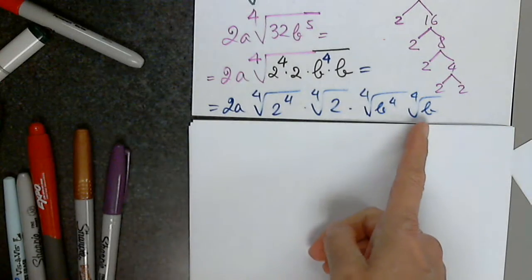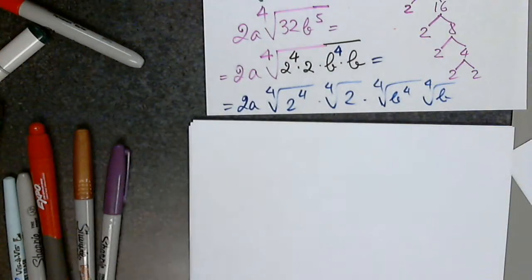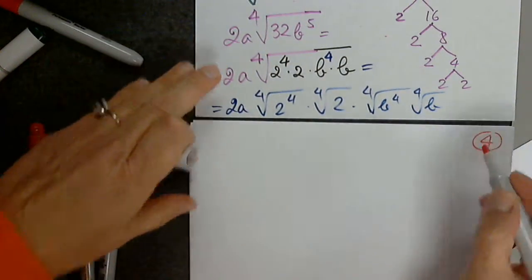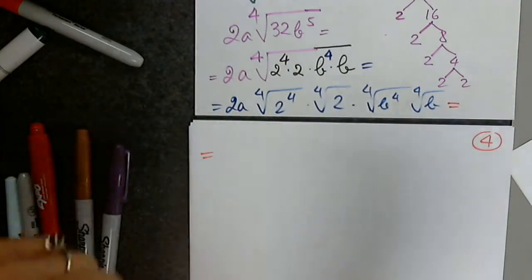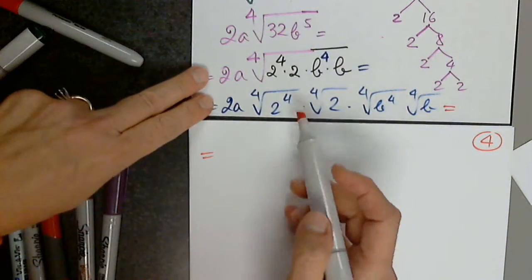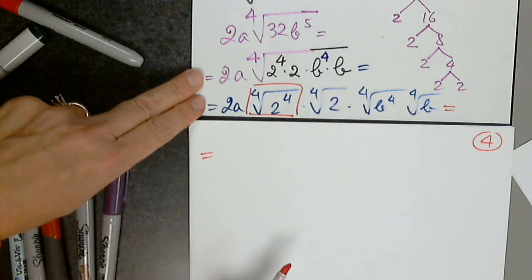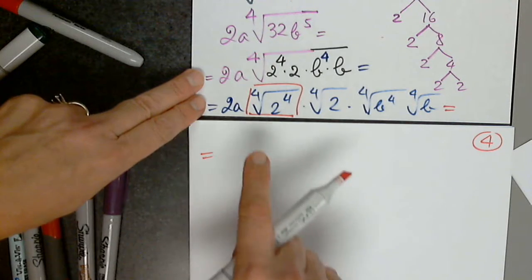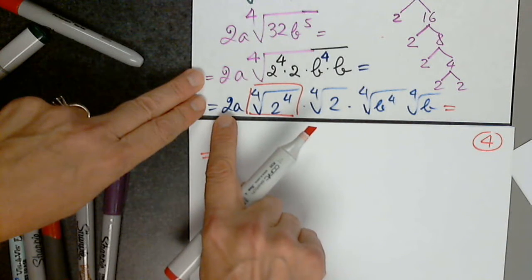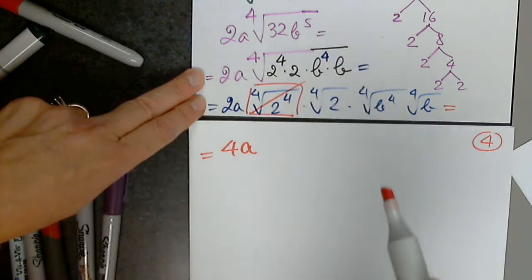For example, this one I cannot simplify because the power is 1 and the index is 4. There is nothing I can do here. So which one or which ones will come out of the radical? So what will this equal to? 2, but I have to multiply it by the 2 in front. So I have 4a. So this is gone.